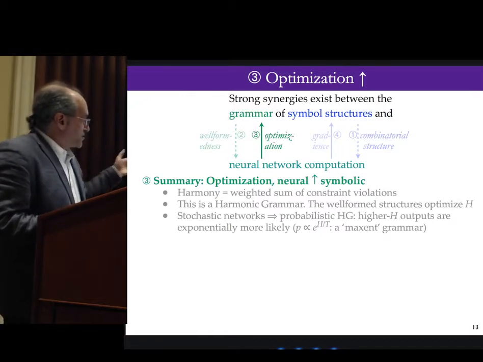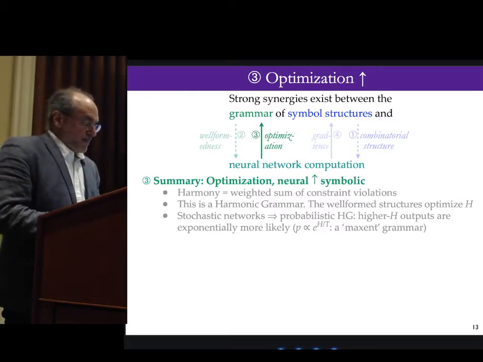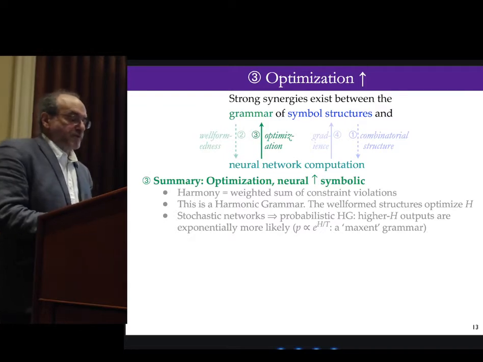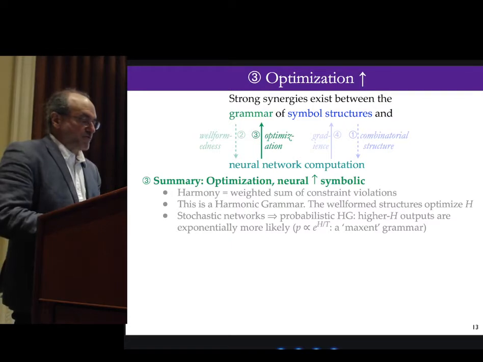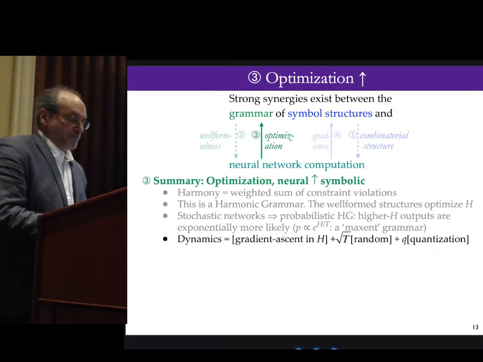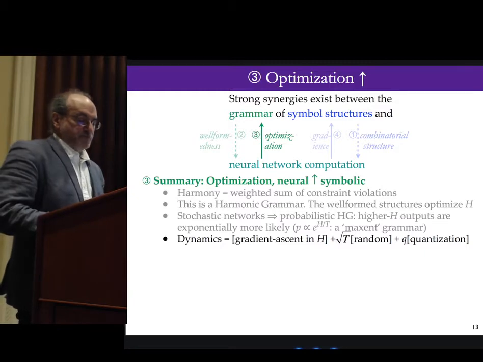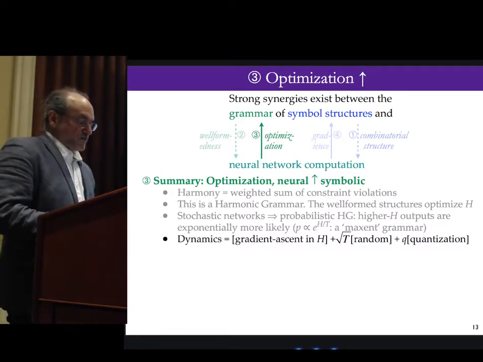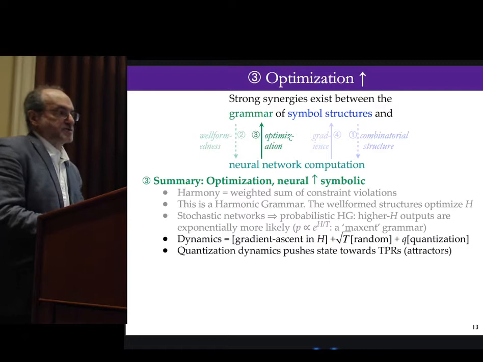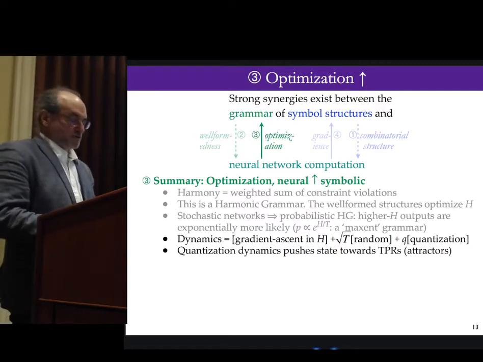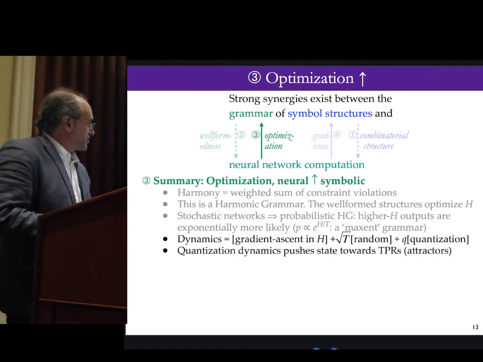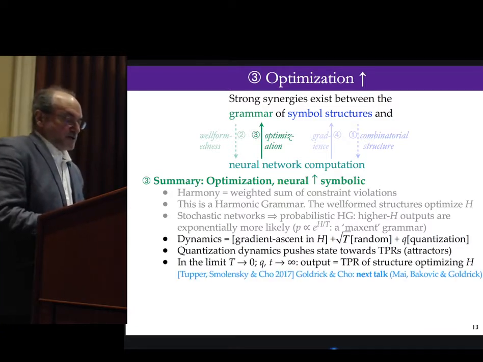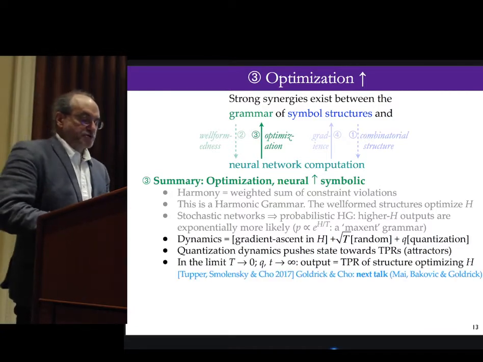So to continue on this third point, I'll go straight to the summary. At the neural level, computing the optimal representation is done by spreading activation using a particular dynamical process which consists of a force pushing to greater harmony, plus a random force that enables the system to escape local harmony optima and find global harmony optima, plus a quantization force that pushes towards all activation patterns that are exact TPRs of discrete symbol structures.